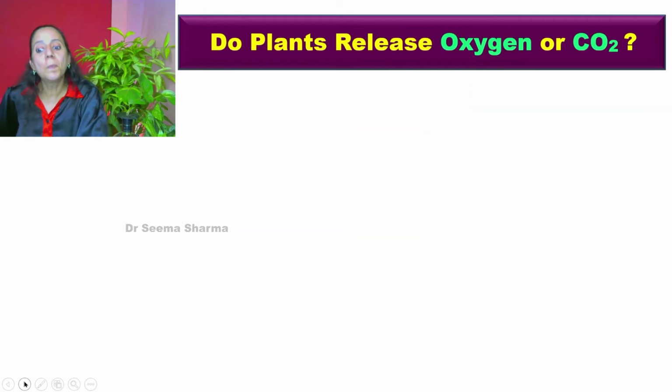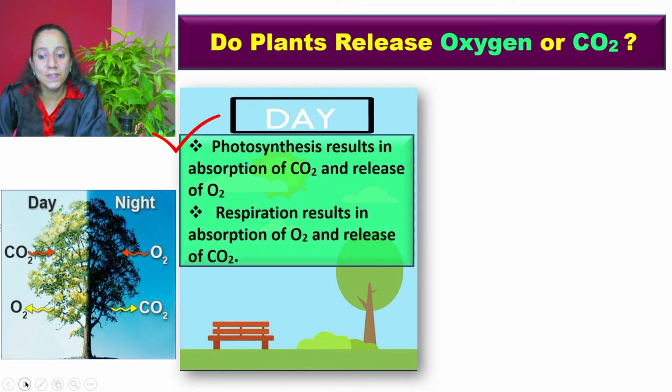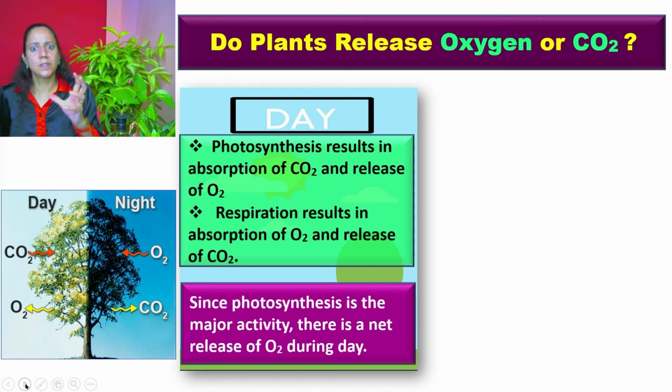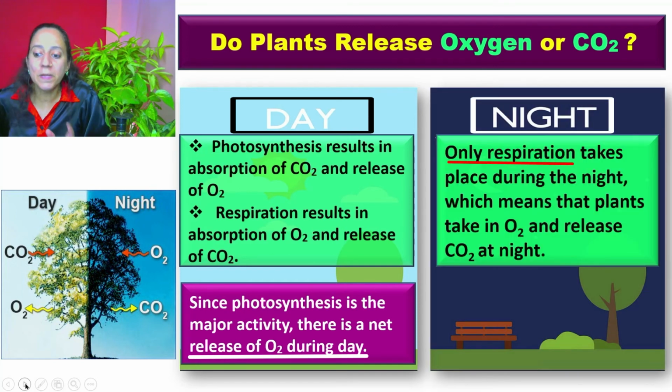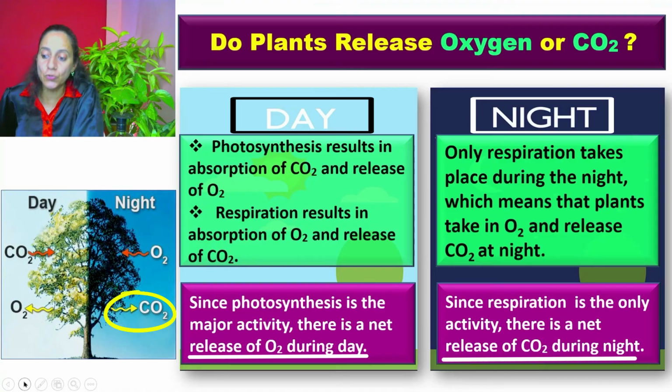Next question, do plants release oxygen or CO2? The answer is, during the day, photosynthesis is taking place. During daytime, respiration is also taking place in all the living cells. So both things are going on within the plant. But since photosynthesis is the major activity, there is a net release of O2 during daytime. During night, only respiration is taking place. Since respiration is the only activity, there is a net release of CO2 during night.